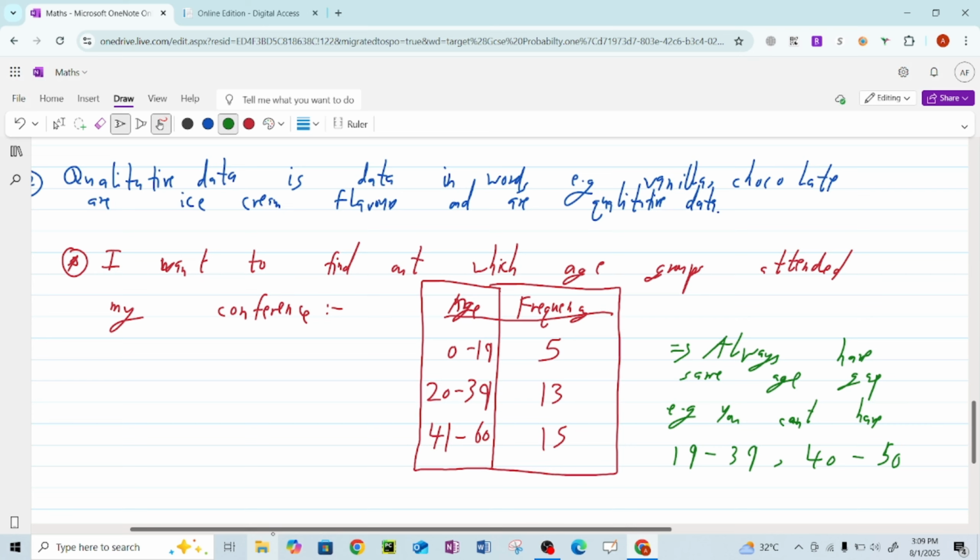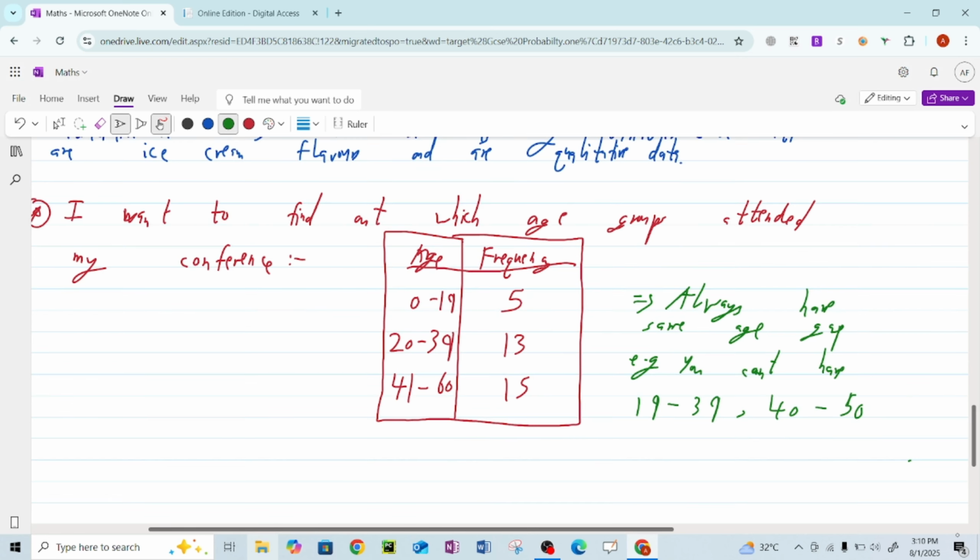That's the first thing. Second thing is that never repeat a number in the classes. For example, if 0 to 19, you cannot write 19 to 39. You're going to write the next number, that's 20 to 39. And you're not going to write 39 to 60, you're going to write 41 to 60.